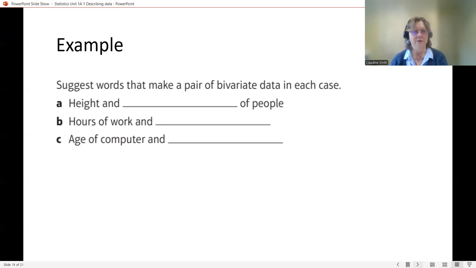So here are some examples. Suggest words that could make a pair of bivariate data in each case. So take a couple of minutes to think about those. See what you can come up with.